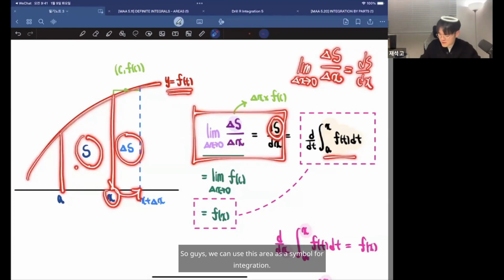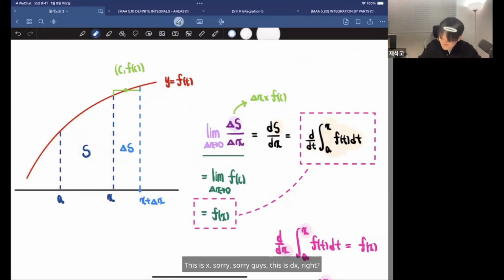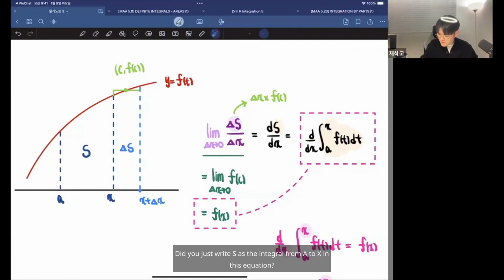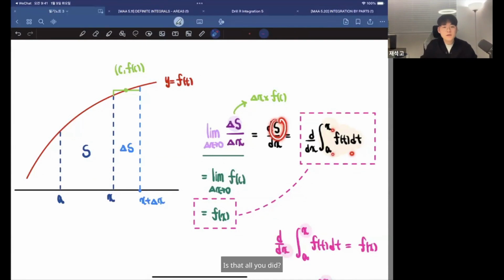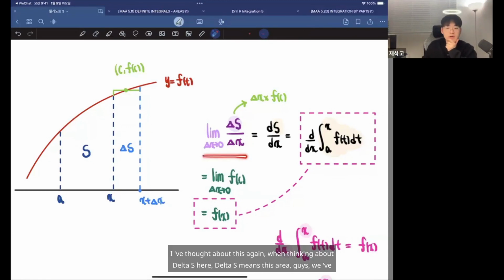So guys, we can use this area as a symbol for integration. We just wrote that. This is x. Sorry guys, this is dx, right? Did you just write s as the integral from a to x in this equation? Is that all you did? The second step was a bit difficult. What is the second step? I've thought about this again.